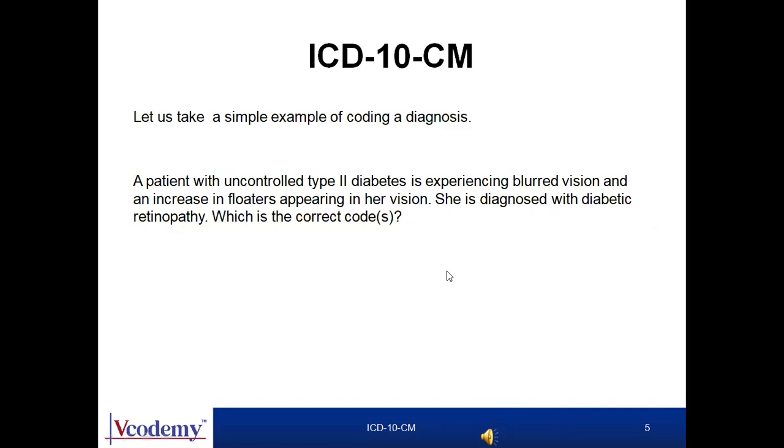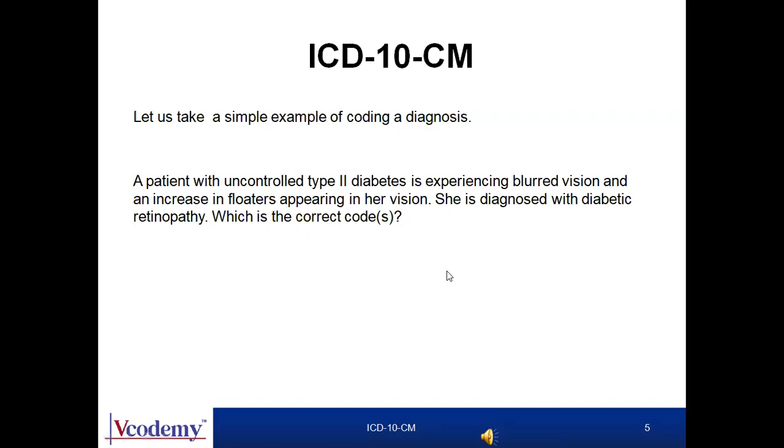So now let us take a simple example of coding a diagnosis. The question is, a patient with uncontrolled type 2 diabetes is experiencing blurred vision and an increase in floaters appearing in her vision. She is diagnosed with diabetic retinopathy. So what is the correct code? First, you should note down the keywords or the main terms. Here, the keywords are uncontrolled type 2 diabetes, blurred vision, increase in floaters. So the final diagnosis being diabetic retinopathy.